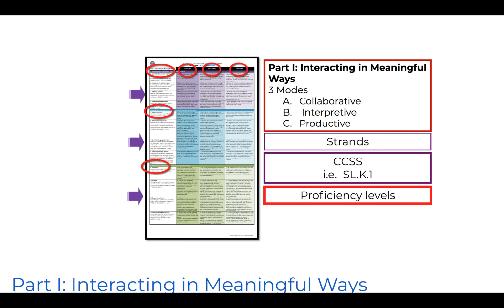Proficiency levels: emerging, expanding, and bridging. Note the shading, how it decreases as the scaffolds decrease. The language of the standards, which is the actual descriptors for each level.